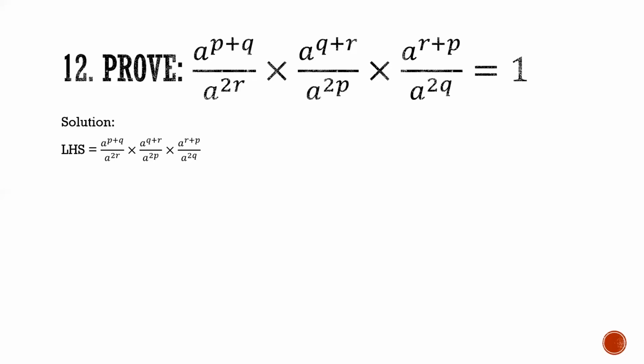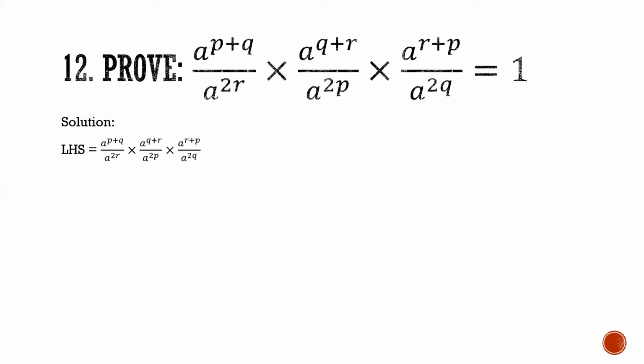The left hand side equals a to the power p plus q divided by a to the power 2r into a to the power q plus r divided by a to the power 2p into a to the power r plus p divided by a to the power 2q. So here we have three parts in this math. So look at every part.